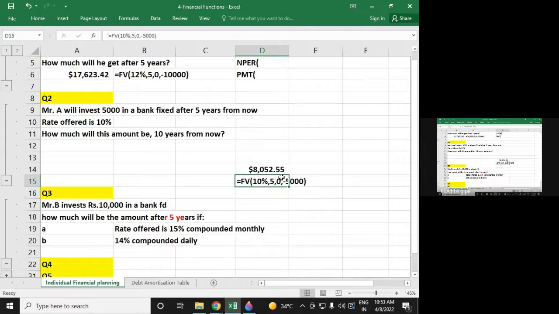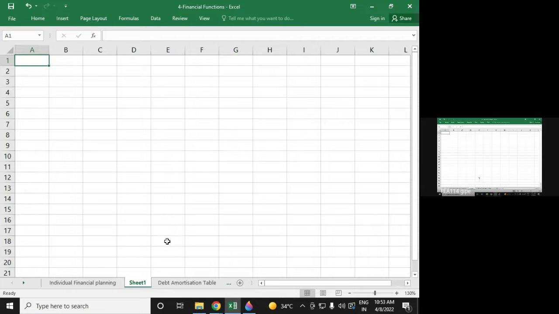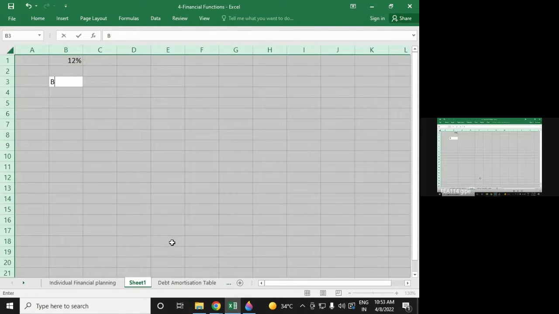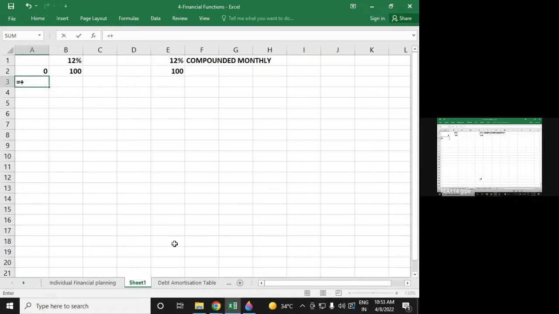Okay, got it? Clear? Now, before we proceed, let me explain how we handle higher frequency of compounding in Excel format. So, for example, you have 12% and the other scheme is 12% compounded monthly. So, if you are investing say 100 rupees in both the schemes, your money will grow differently in both schemes.